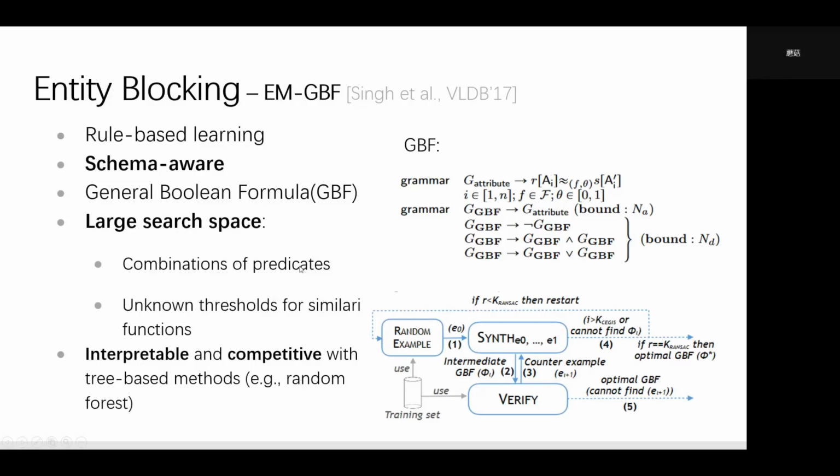So first, they generate some intermediate GBF, and this intermediate GBF is verified on the whole dataset to check its correctness. If it is invalid, they generate some counterexamples to fine-tune the intermediate GBF or regenerate a new one. The iteration terminates if the optimal GBF is found or the round reaches the maximal iteration. So the learned GBF is interpretable and compatible with tree-based methods.